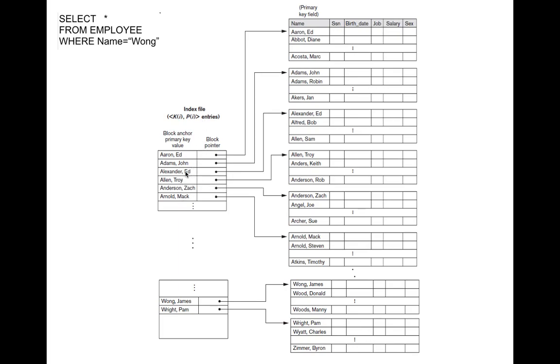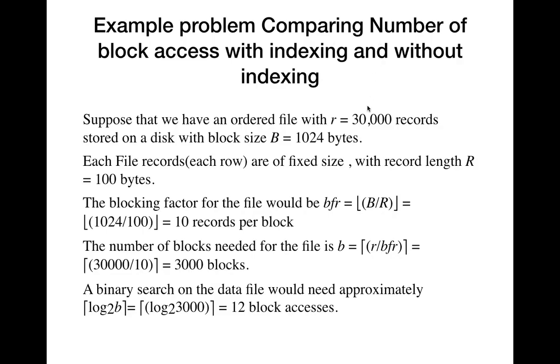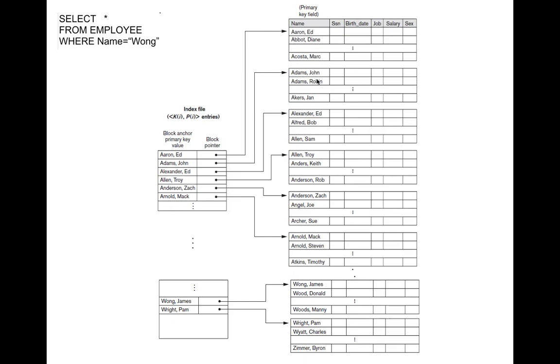Okay, that we can analyze after the next slide maybe. So if there was no indexing, consider this portion alone, we would have to perform at least 12 block accesses. If it is 30,000 records with a block size of 1024 and 100 bytes per record, we would have to perform at least 12 block accesses to reach the correct block. Now let's see how we can speed this up using the indexing mechanism.